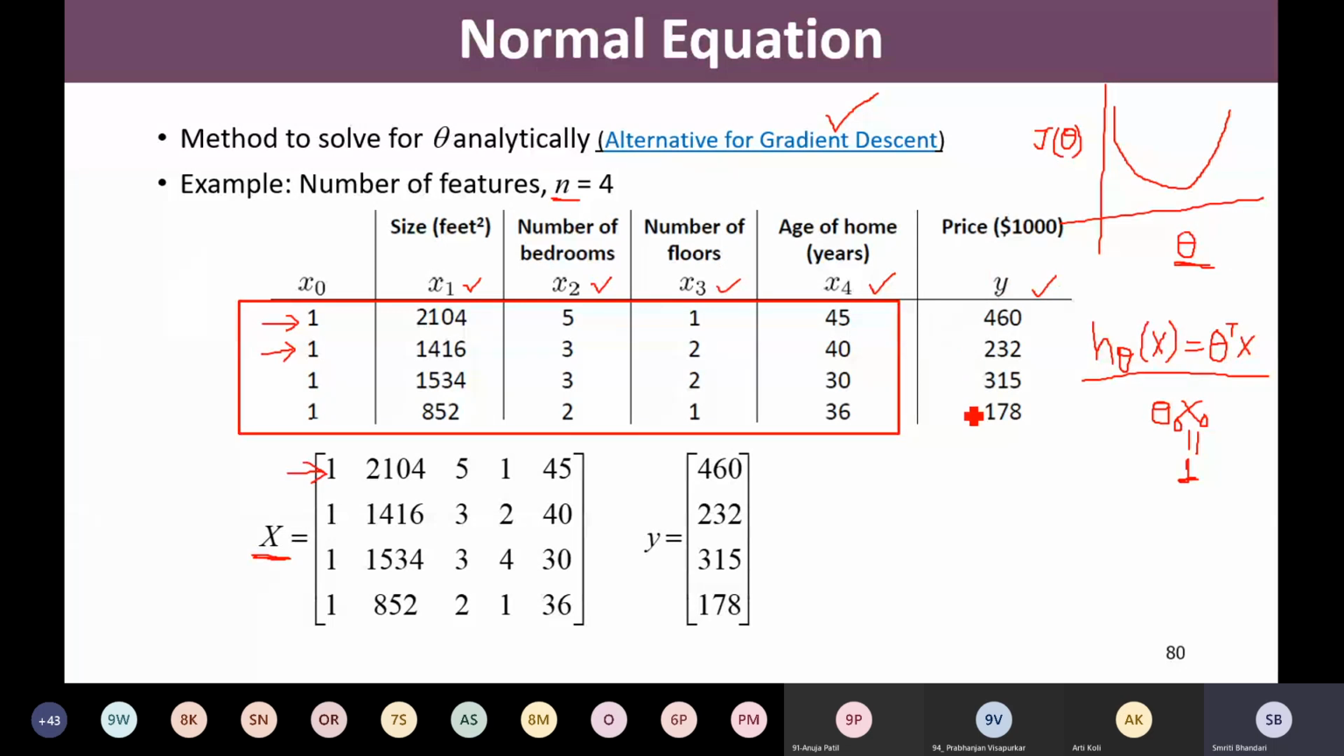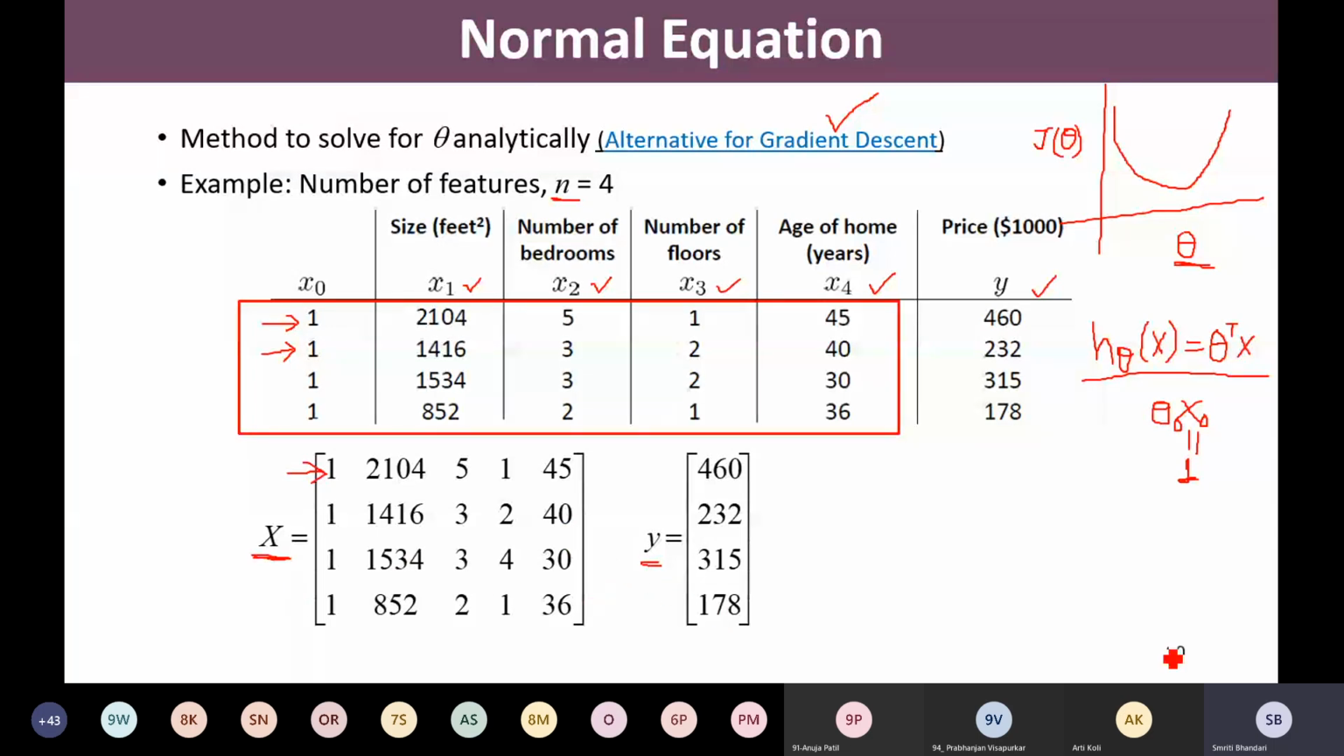Also, with the help of these outputs, I have come up with this vector Y. I have listed all the outputs associated with all those samples, all those observations in my training data set. So now I am having this X matrix and this Y vector.